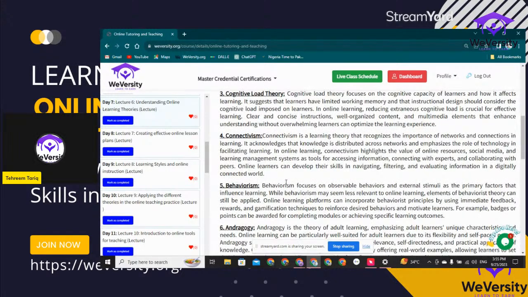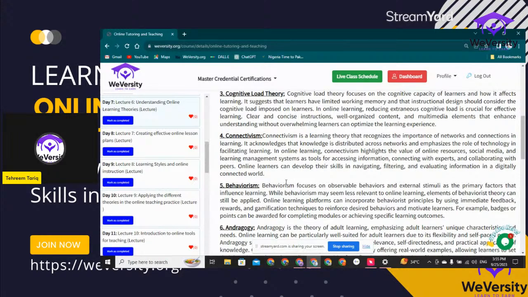Then comes connectivism. Connectivism is a learning theory that recognizes the importance of networks and connections in learning. By applying this theory in practical life, as an educator you are going to promote friendships and connections between the students. You are going to advise your students to make connections with other students as well, and seek understanding from others in addition to the teacher.